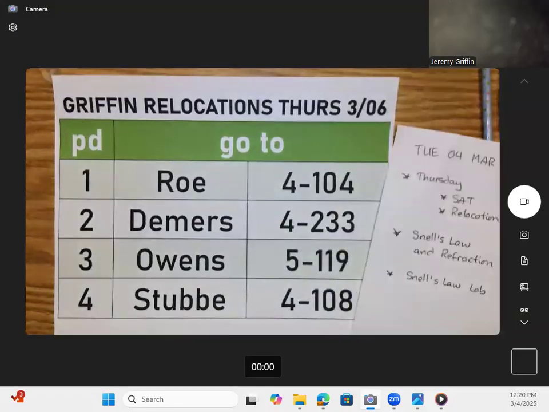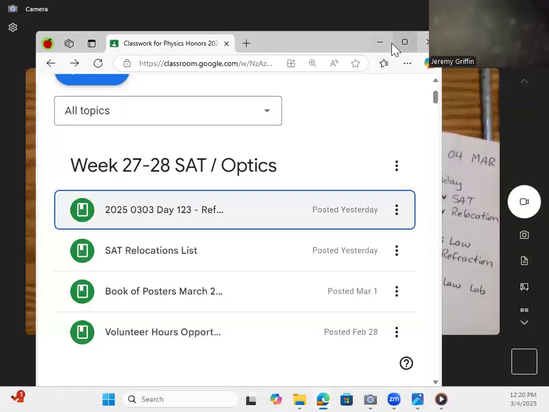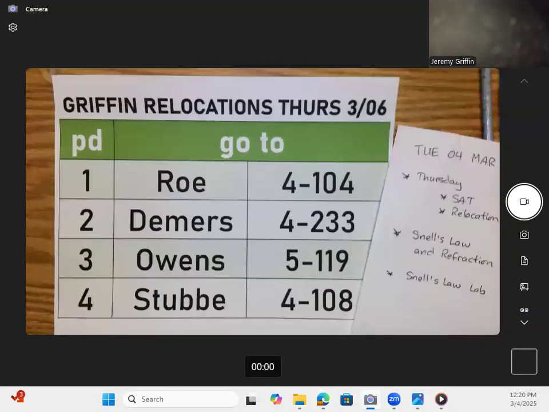Now, maybe you're wondering about all your other classes. Where are all my other classes relocating? That is on Google Classroom. So what have we got in Google Classroom? Oh, let me get back to that.